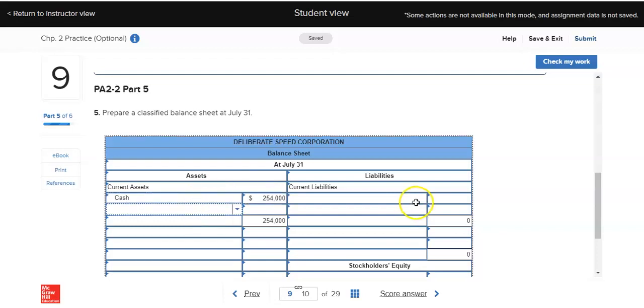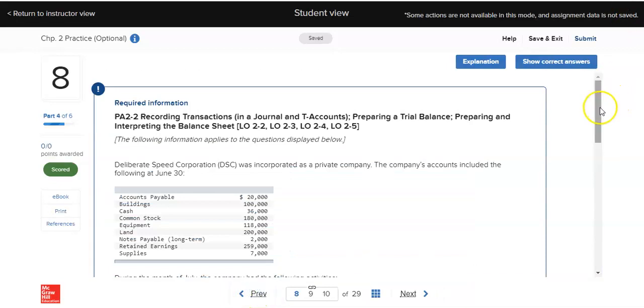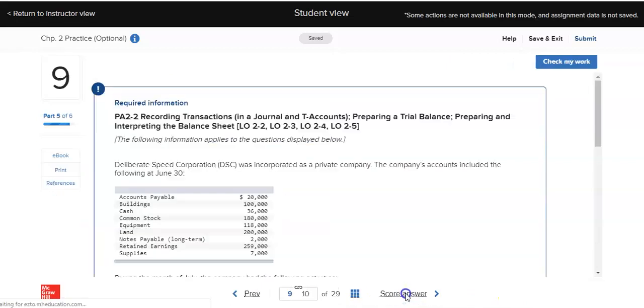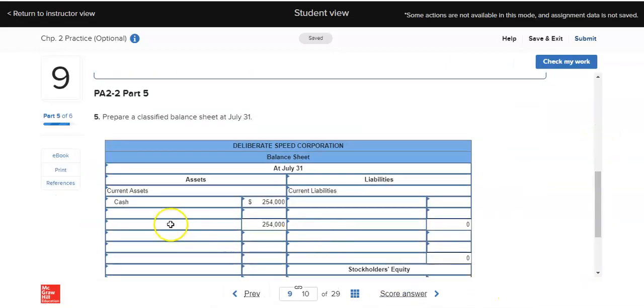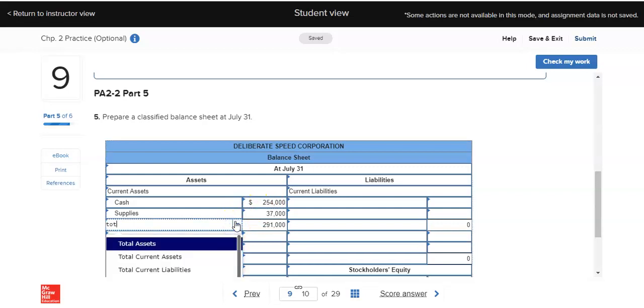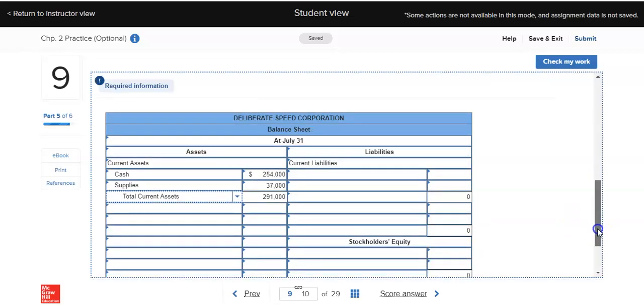The next thing closest to cash would be receivables, but we don't have any receivables. Let's see what else we have in our asset category. So of our assets, we have cash, supplies, equipment, buildings, and land. Now, supplies will never turn into cash, but they will be used up within a year, so that's also considered a current asset. So we'll copy supplies and the ending balance of $37,000. Those are our only two current assets. So we'll list as our label, total current assets.